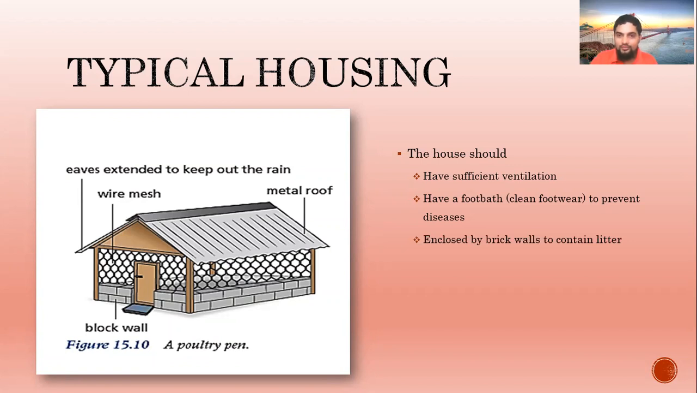It should be enclosed with brick walls at the side, as you can see in the diagram. The brick walls are to contain the litter that we talked about, to prevent the litter from coming outwards. You should have a slightly sloping floor, and that is to allow easy cleaning. So you can use a hose, a pipe, and that will allow you to clean the floor very easily.